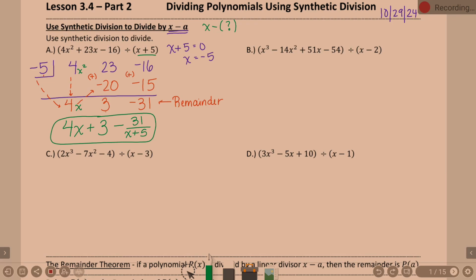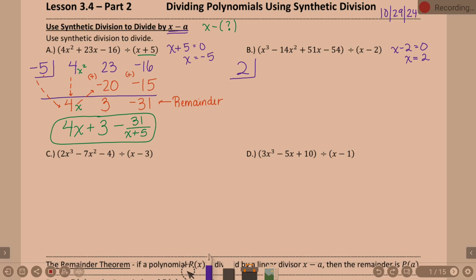Okay, shall we try B? It wasn't horrible, was it? It's different. It'll fly by once you catch on to the technique. Give us another example or two and you'll be there. Okay, so x cubed minus 14x squared plus 51x minus 54 divided by x minus 2. What goes in my box? 2. I always think of this as setting it equal to 0. X minus 2 equals 0, so if I solve it, it's going to be positive 2. Always the opposite sign when they have it in that form.